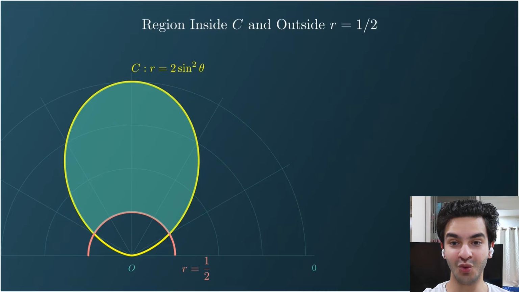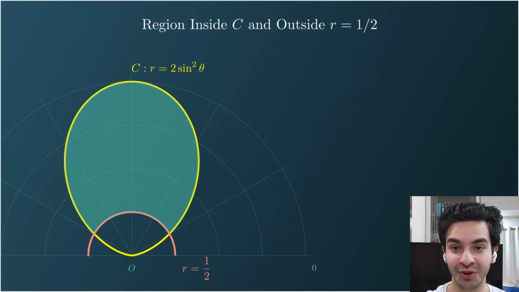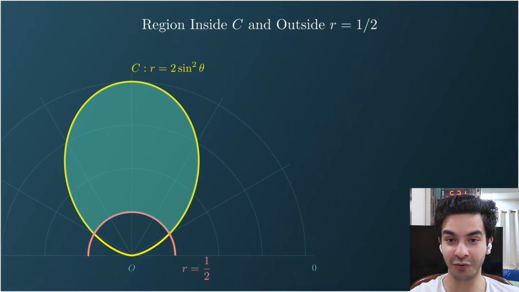We got to be careful though. We can't just find the entire area under C and then subtract the entire area under the semicircle, because there are parts of the semicircle that are outside C. So we have to be a bit careful about what limits we choose for our integration so that we calculate exactly the area of only the shaded region.